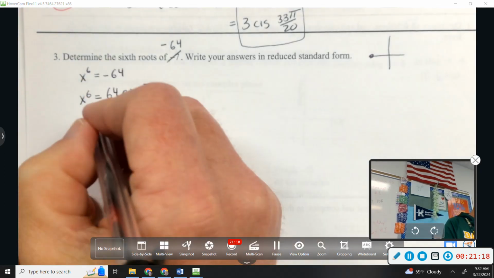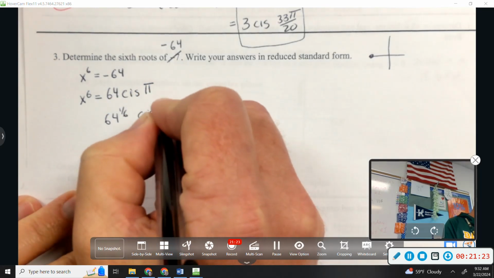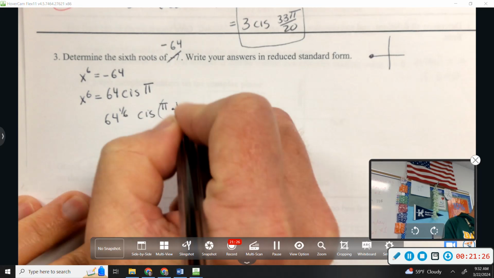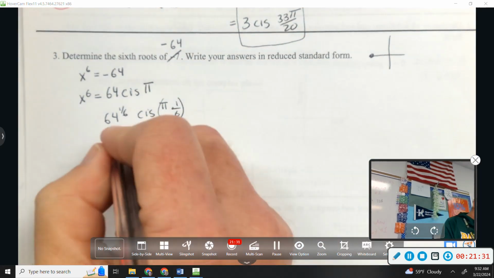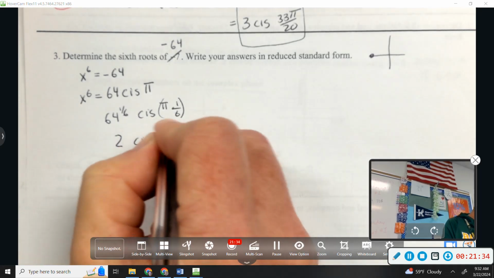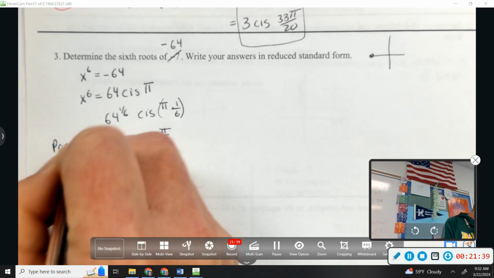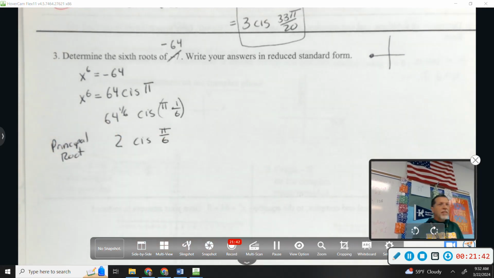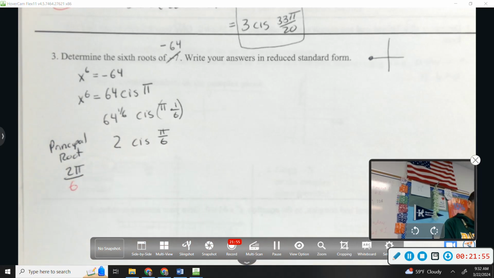And then I can raise both sides to the 1/6. So 64 to the 1/6 cis pi times 1/6. And since we tweaked this, 64 to the 1/6 is 2. So 2 cis pi over 6. There's my principal root. That's my first one. It's not my only one because I know there's supposed to be 6 of them. Okay, what do I need to add to the angle to get to the next one? That's the key question. I'm going to say 2 pi over 6, which is pi over 3.